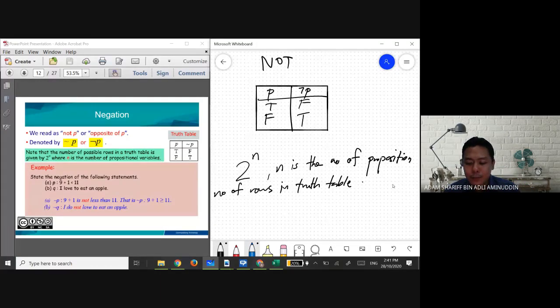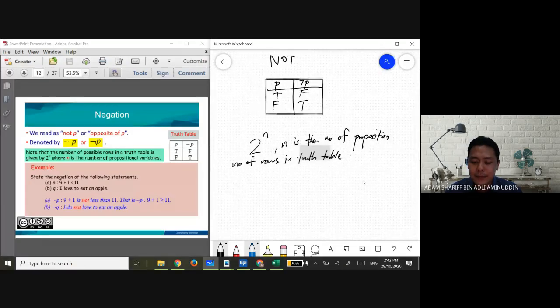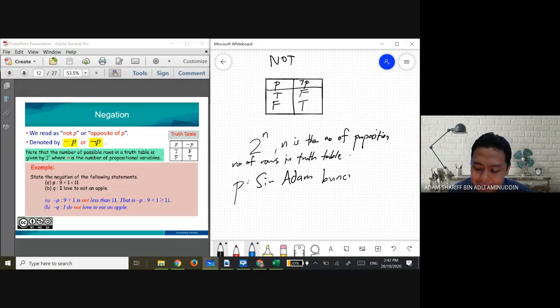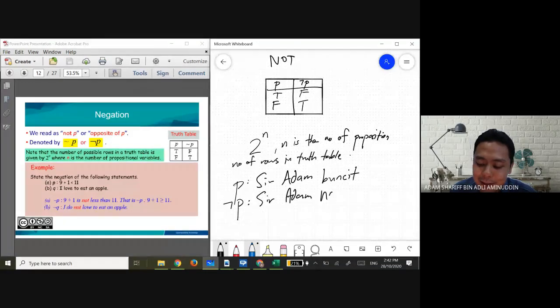So let's put this into practice. What example? The example just now, sorry. Sir Adam has a big belly. Right now you don't know whether Sir Adam's belly is big or not. Sir Adam is buncit, true or false? We don't know. However, if it is not P, Sir Adam is not buncit.